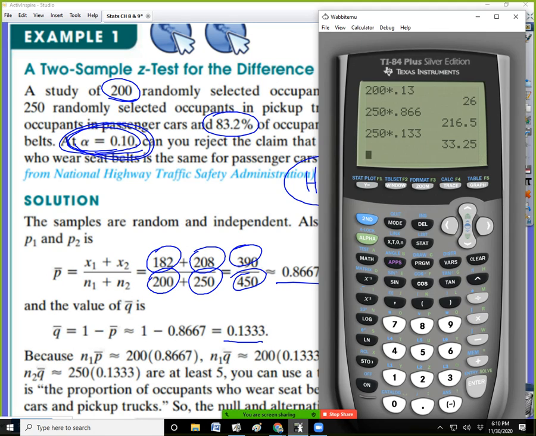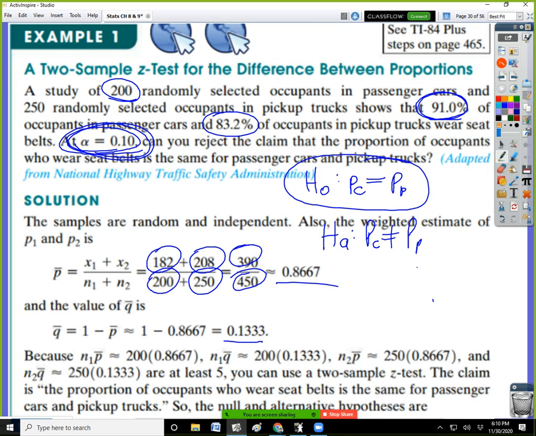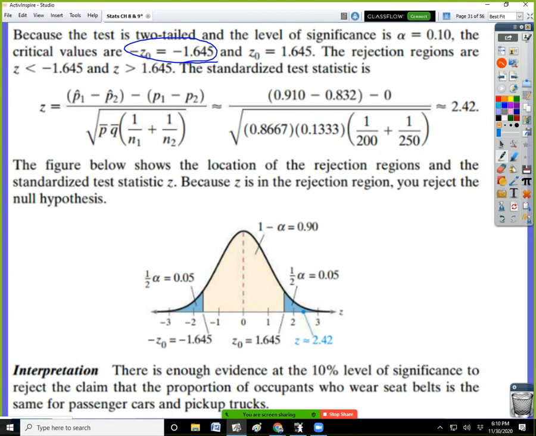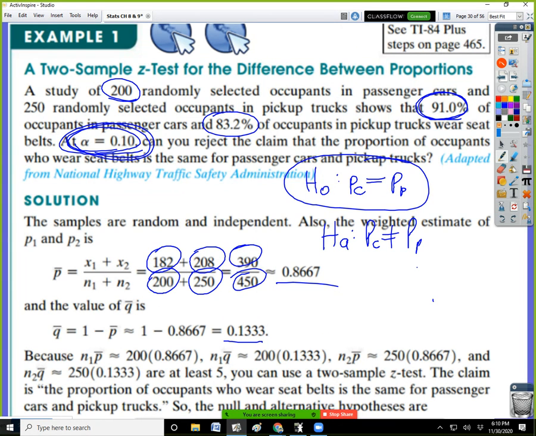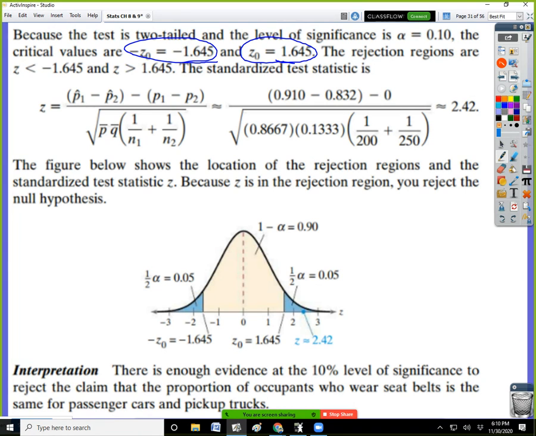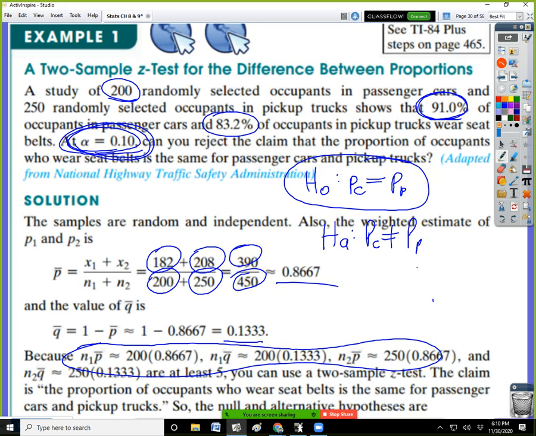Everybody with me? Since it's straight equal, it's going to be a two-tailed test, which means you're going to go second dist, number 3, and you're going to put 0.05. We get minus 1.645, which you'll notice is right there. And of course, if you put 0.95, you'll get the 1.645. That's why we want all of this to be bigger than 5, because we want to be able to use inverse norm. Now I got to figure out my z-score. So I go back, and I've got 91% and 83.2.